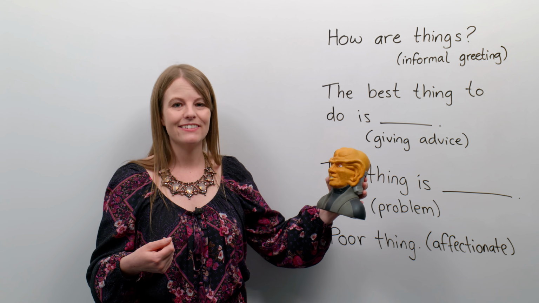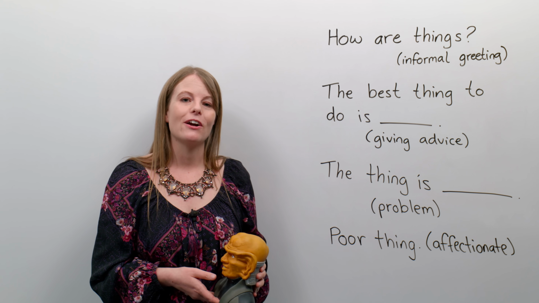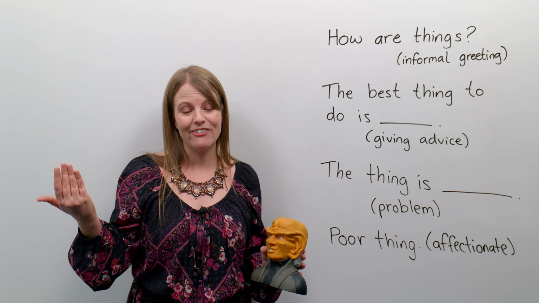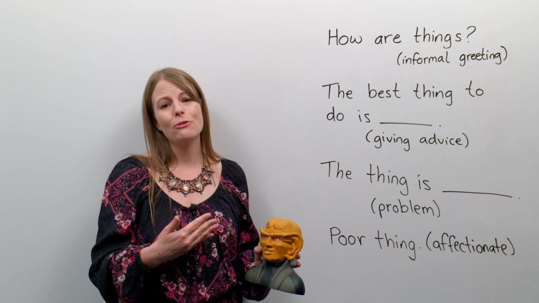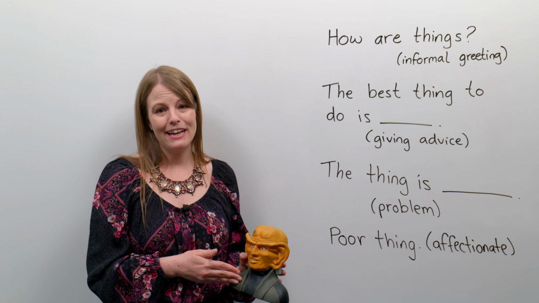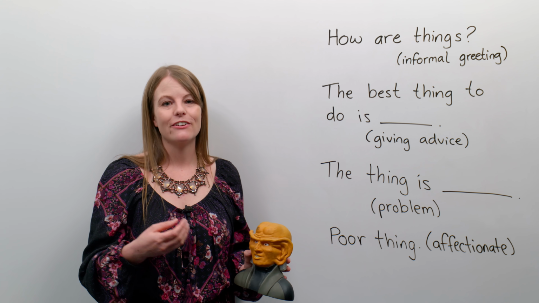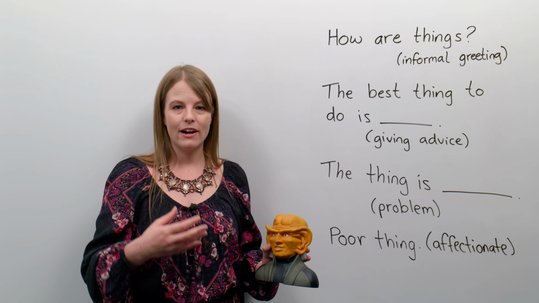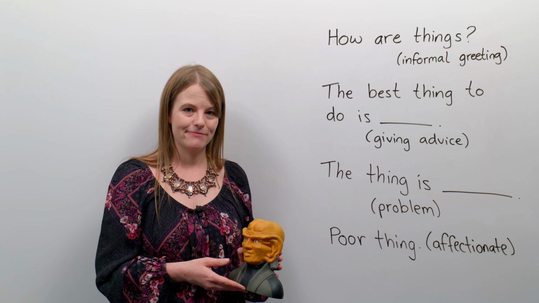Poor thing. We can also use this when we're talking about animals. Maybe there's a cat outside who's hungry, and I'll say, "Oh, you poor thing. Let me get you some cat food." So thing can also refer to a person or an animal affectionately.